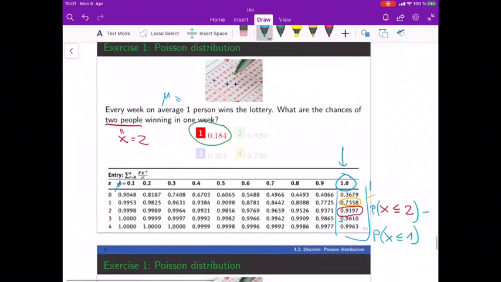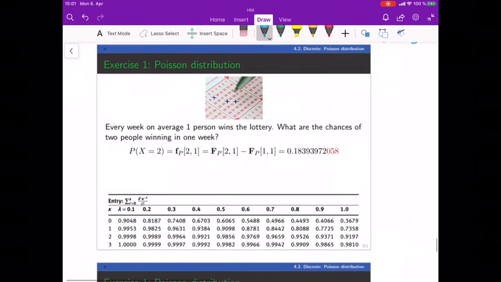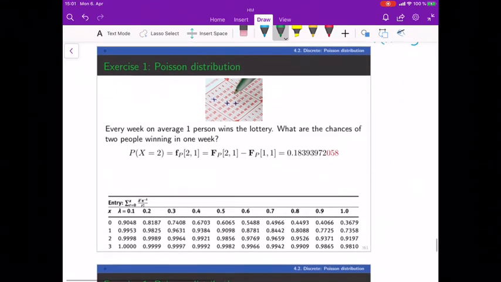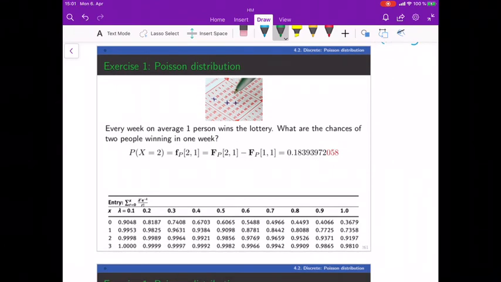All right, let's try another one. This is just to confirm how it's done by the computer, and also how the Poisson and the binomial are really similar. So we would only get a difference here in the last 3 digits.